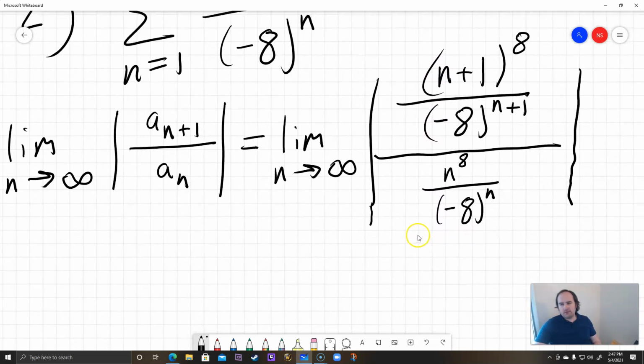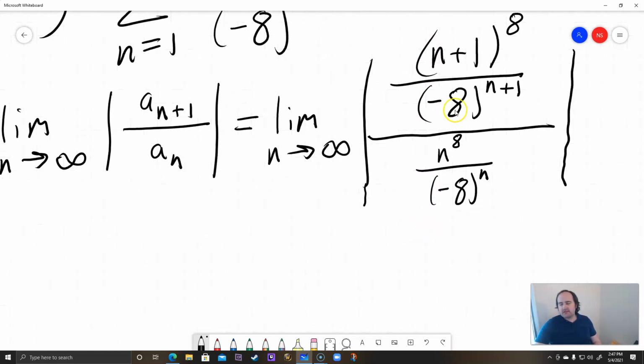Okay, and then what do we do from here? Well, just like in the last problem, we want to rewrite the numerator so that we have stuff that's going to cancel out. Now this time we don't have a factorial, but we have a couple of powers here. So first of all, with the n plus 1 to the 8, we can't really rewrite that much. You can't write it as n plus 1 times n to the 8, because that wouldn't make sense. So we're going to leave that one that way.